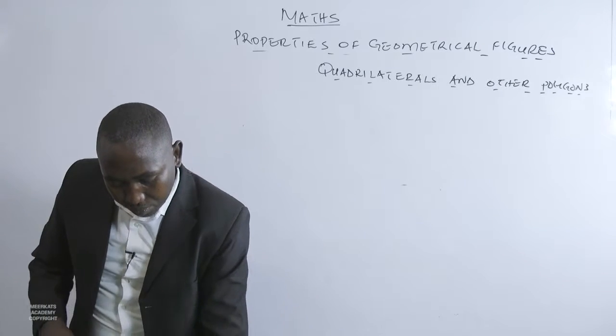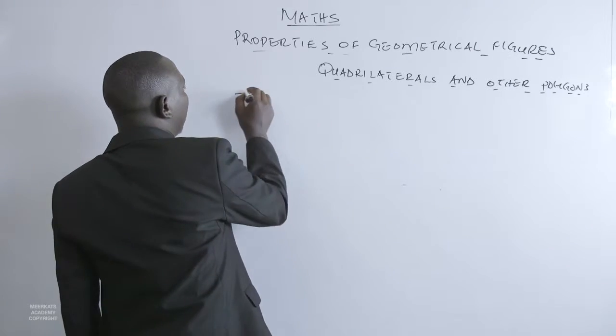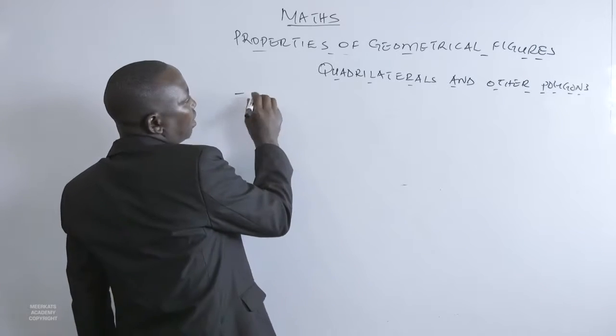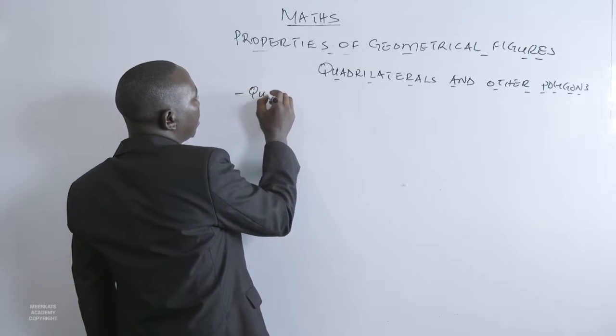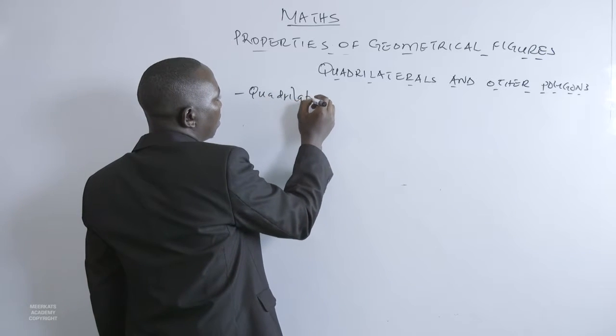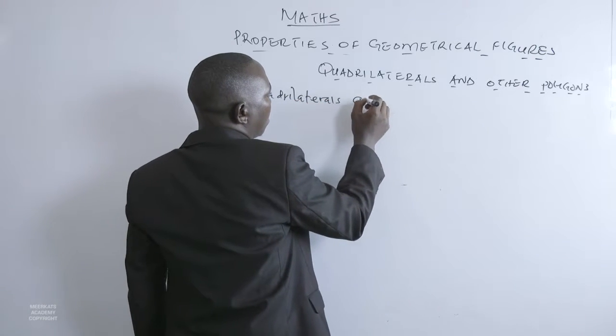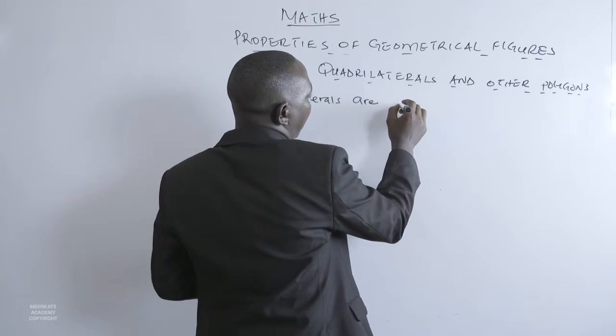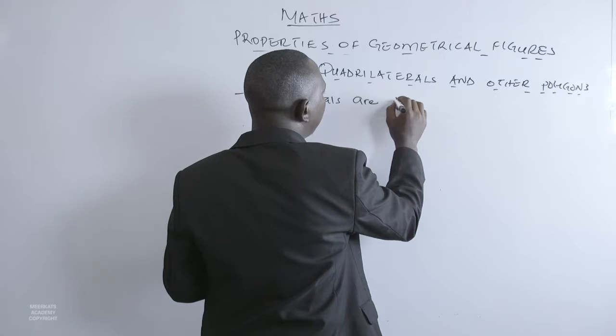So we might say that concerning quadrilaterals, quadrilaterals are 2-dimensional shapes.